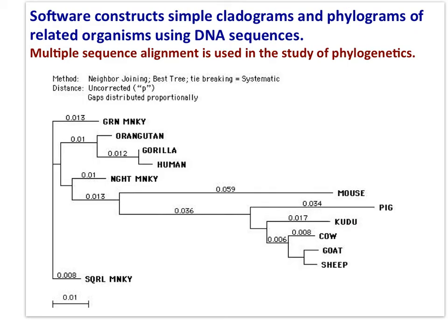Here's the cladogram that results from the multiple sequence alignment. You can see that the common ancestor of the human and gorilla lived more recently than the common ancestor of the human and the green monkey. Thus, the human and the gorilla are more closely related than the human is to the green monkey or the gorilla to the green monkey.